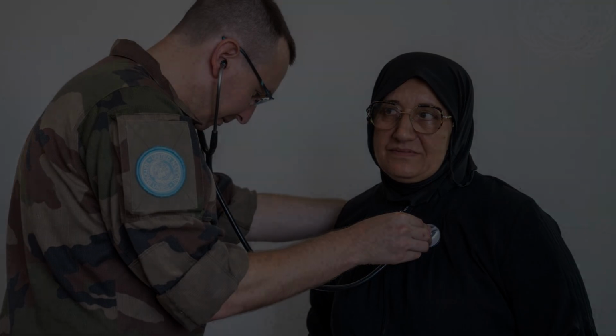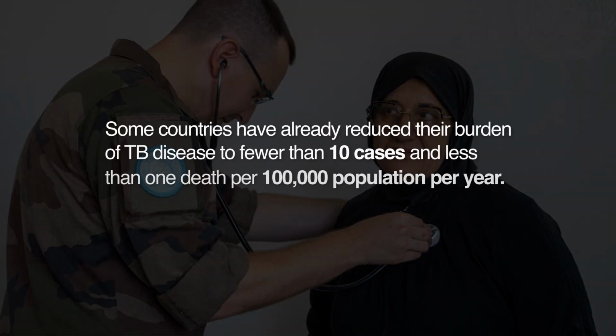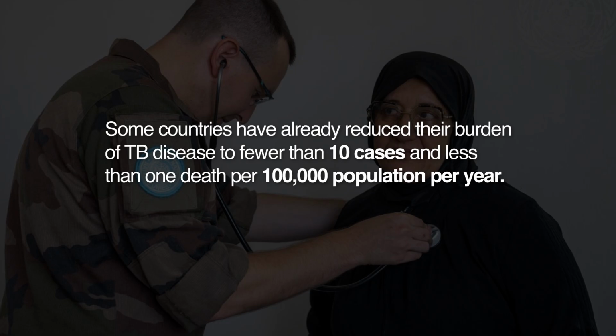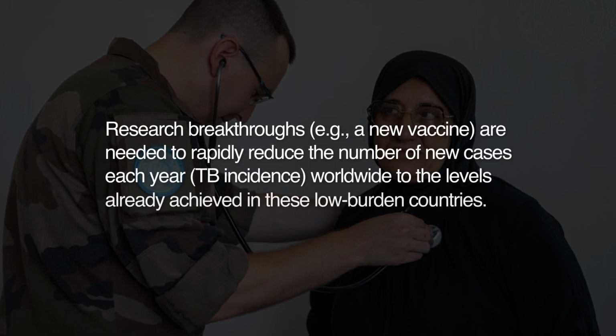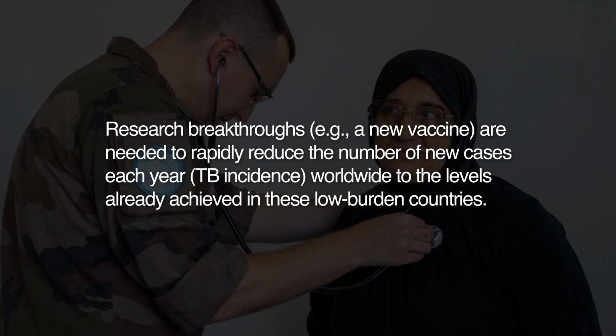Some countries have already reduced their burden of TB disease to fewer than 10 cases and less than 1 death per 100,000 population per year. Research breakthroughs, for example a new vaccine, are needed to rapidly reduce the number of new cases each year worldwide to the levels already achieved in these low-burden countries.